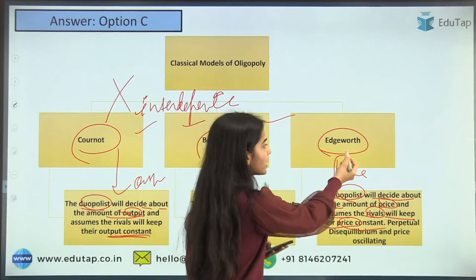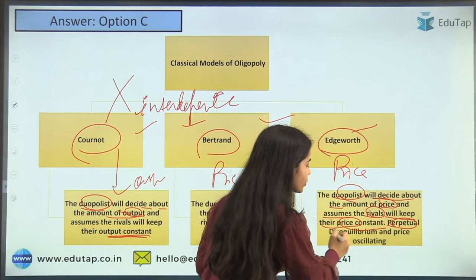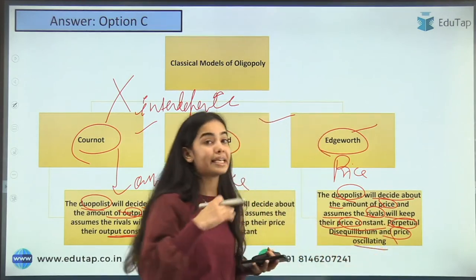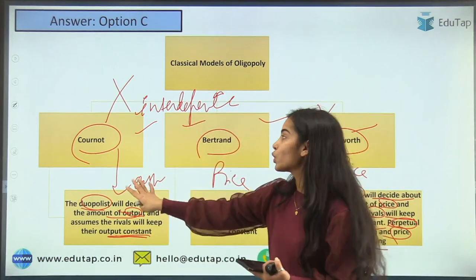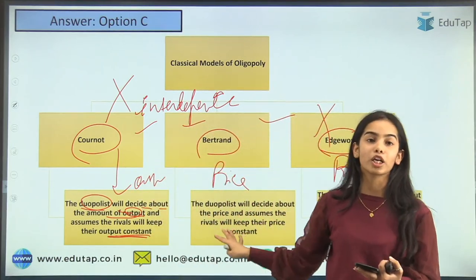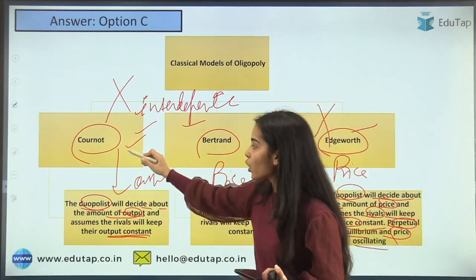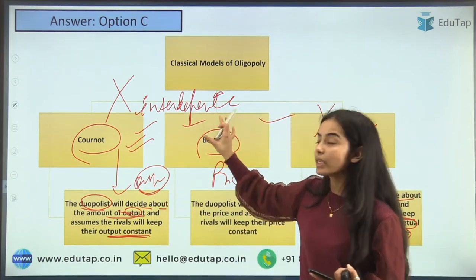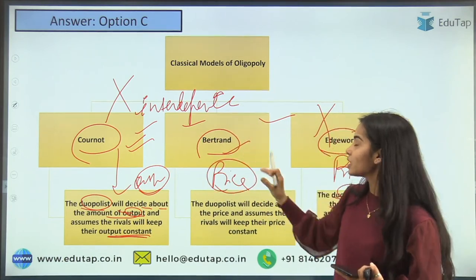Okay. And here in Edgeworth there is a disequilibrium. There is perpetual disequilibrium and price oscillating. There is never equilibrium. It is always disequilibrium. But in Cournot and Bertrand, the firms came into equilibrium. Okay. And here, Cournot is talking about output without interdependence. Bertrand is talking about price without interdependence.